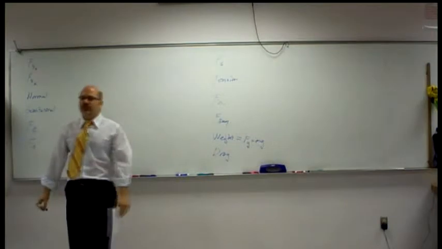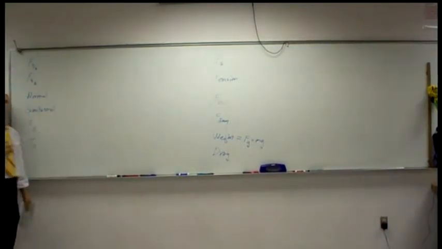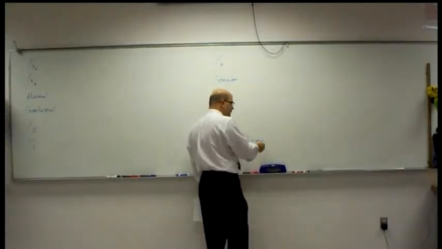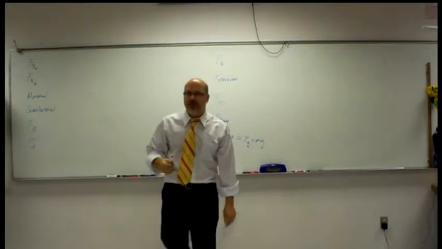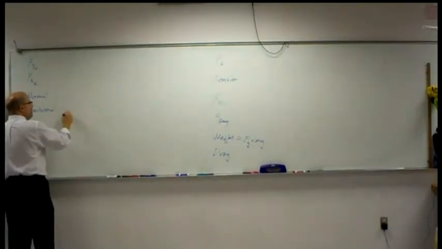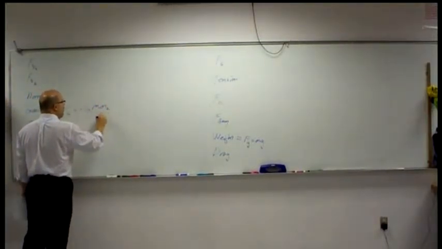Okay. F sub g equals mg. It's a special case of gravitational force when little g is approximately constant. Okay, if little g is approximately constant, we use mg. All right? Because it's really this. F sub g equals negative G m1 m2 over r squared.